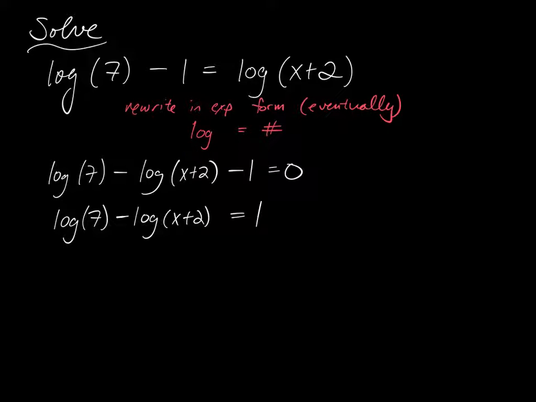What I need to do now is combine these two logs together. And I see a subtraction. So I know that when I condense two logs into one, a positive log argument will go on the top and a negative log argument will go on the bottom. So the new equation will look something like this. There we go. The top argument is from a positive log. The bottom argument is from a negative log.